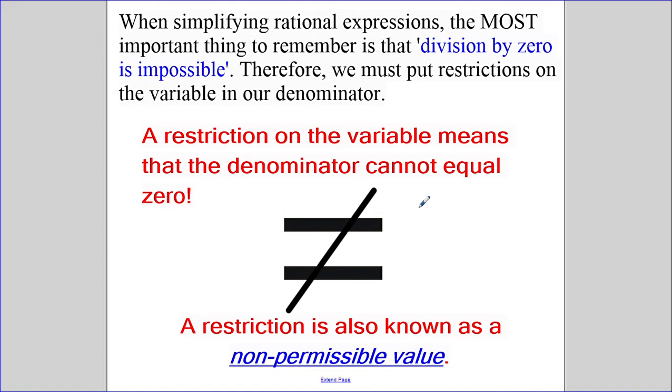Division by 0 is impossible. Therefore, we have to put restrictions on the variable in our denominator. So we basically say that x cannot equal this value, or y cannot equal this value. It can't equal 0. These restrictions are also known as non-permissible values.